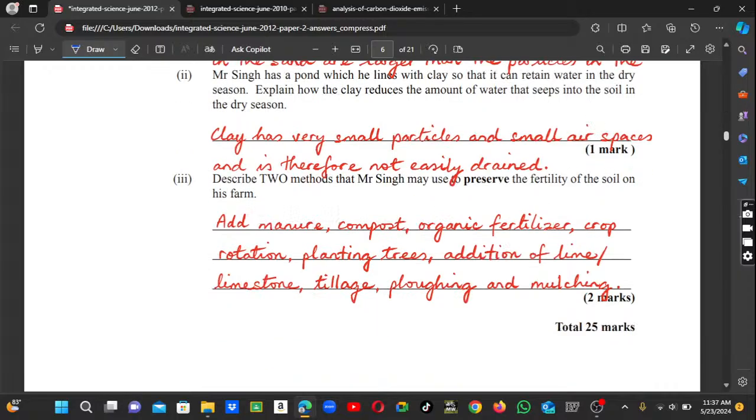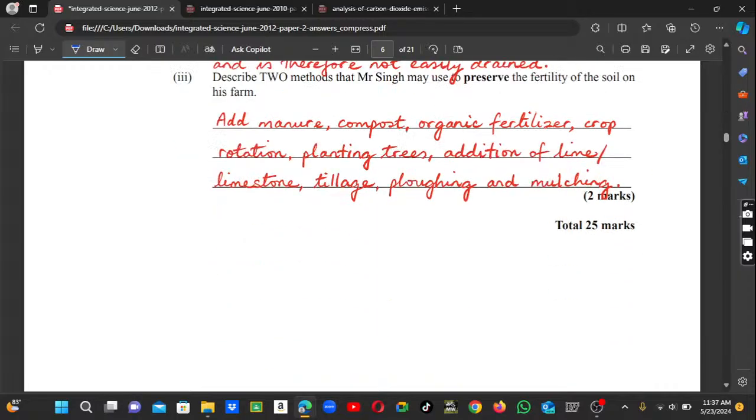All right, good. So here we need to describe two methods that Mr. Singh may use to preserve the fertility of the soil on his farm. They may ask you this question as well. It's simple. There's not much to worry about in integrated science, because these topics are large in volume, so they can choose any between these.